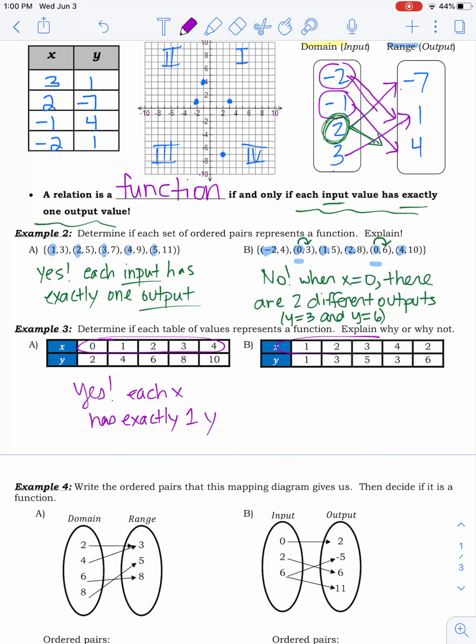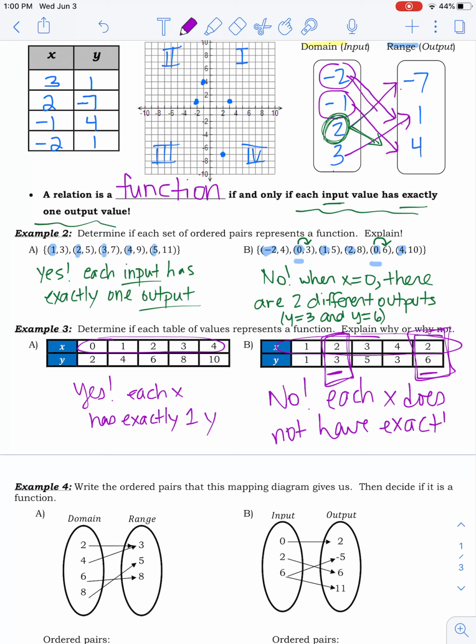All right, if I look here, do any of my x values repeat? The 2 repeats. So if both points were 2, 3, 2, 3, it'd technically still be a function. So you can't just say the x repeats as your reason because it could repeat to the same y, which also repeats. But in this case, it's not the same because we have a 3 and we have a 6, just like above. So it's two different y values. So this is not a function. Once again, I'm just going to write each x does not have exactly one y. And that's because the x of 2 has two different y values of 3 and 6.